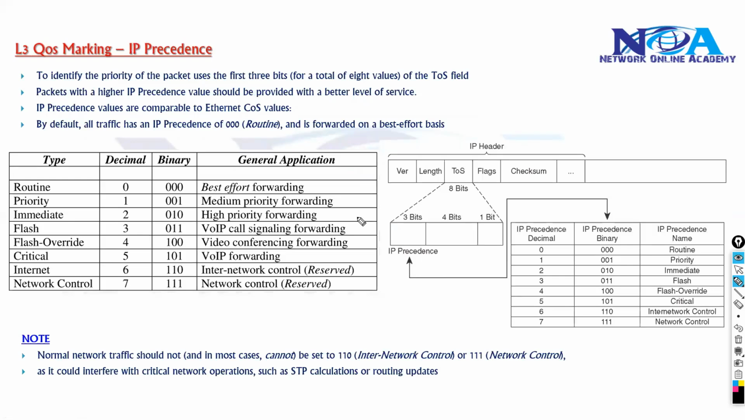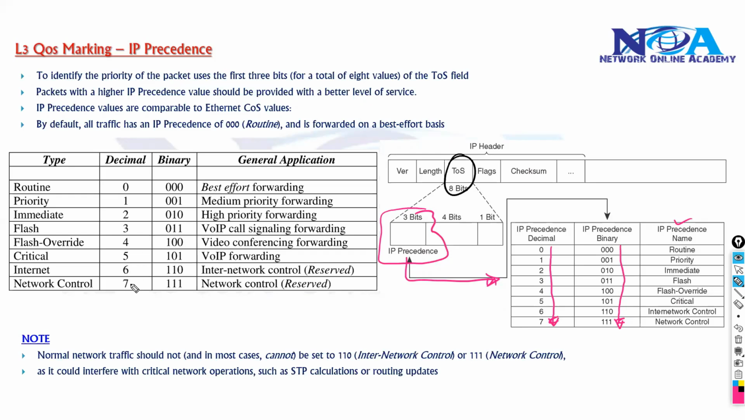Like I said, out of 8 bits, IP precedence marking is going to use only 3 bits. Which means based on these 3 bits, you will get 8 values. These are the 8 different combinations we get with binary. And if you convert this into decimal, you get the values from 0 to 7. These are the technical names you generally see for those values.